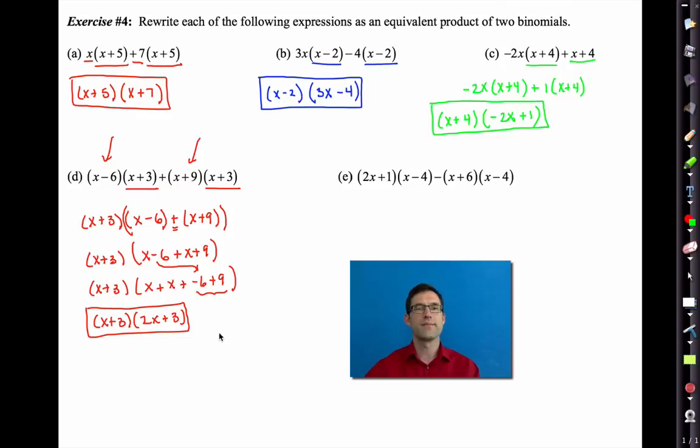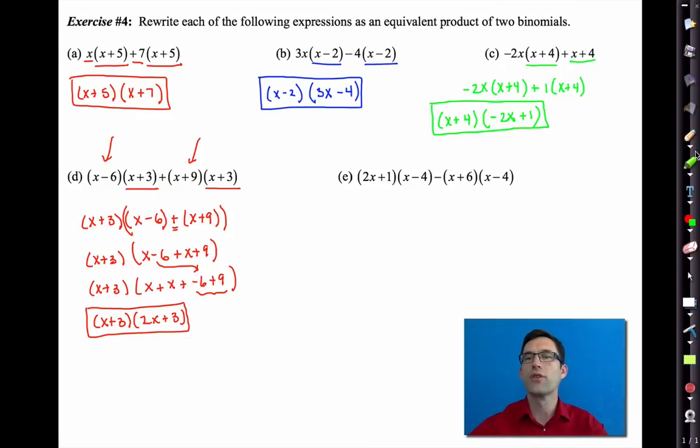There it is. Remember, in each case, what we're doing is we're writing an equivalent expression. All right, last one. Love me some x minus 4. All right, we factor that x minus 4 out. In the first case, we're left with 2x plus 1. In the second case, we're left with minus x plus 6.